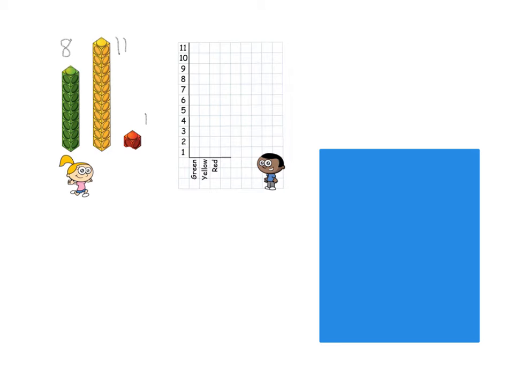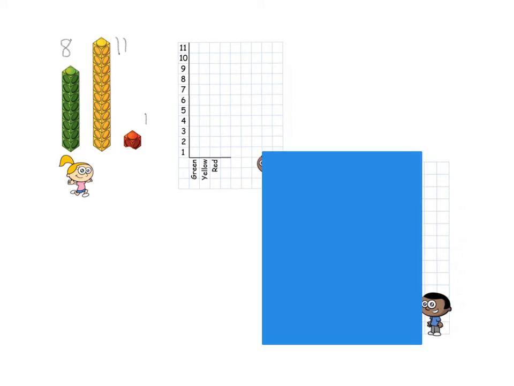Now, we need to remember how many green cubes that we have. We know that we have 8 green cubes, so we can colour in 8 blocks or 8 squares. When we think about how many yellow cubes we have, we know that we have 11, so we can colour in 11 blocks or 11 squares. And for the red cube, we know that we just have 1 red cube, so we just colour in 1 block or 1 square, just like you can see over here.